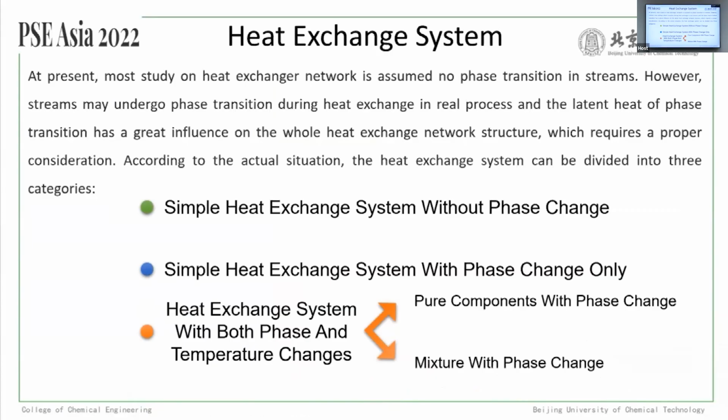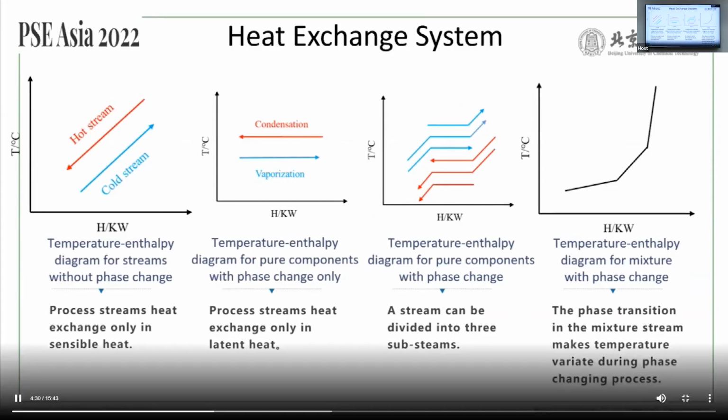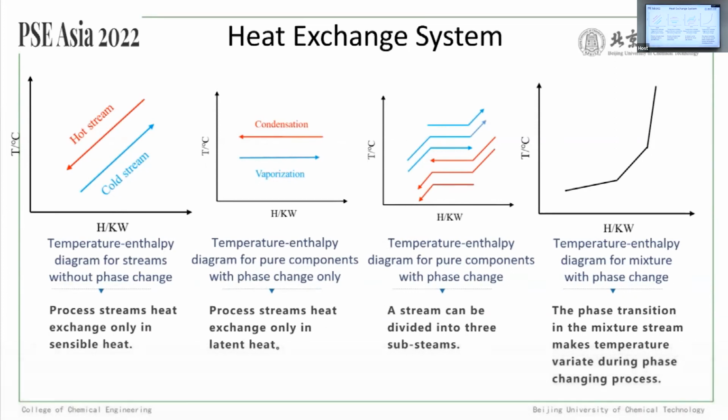According to the actual situation, the heat exchange system can be divided into three categories. The following four temperature-enthalpy diagrams correspond to the temperature and enthalpy changes of the streams in the three heat exchange systems during the heat exchange process. Taking the last picture as an example, the phase transition in mixture streams is considered in certain streams, which makes the temperature vary during the phase changing process.